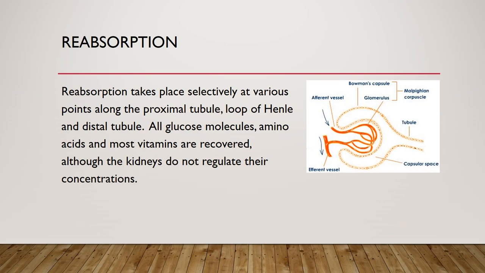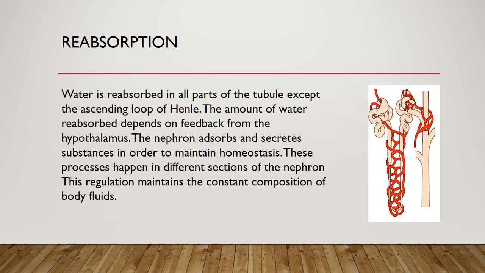Reabsorption takes place selectively at various points along the proximal tubule, loop of Henle, and distal tubule. All glucose molecules, amino acids, and most vitamins are recovered, although the kidneys do not regulate their concentrations. Water is reabsorbed in all parts of the tubule, except the ascending loop of Henle. The amount of water reabsorbed depends on the feedback from the hypothalamus.